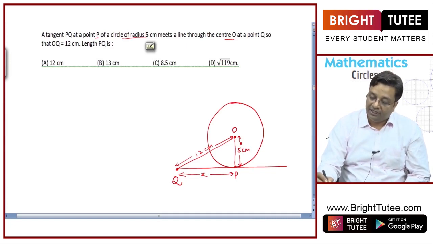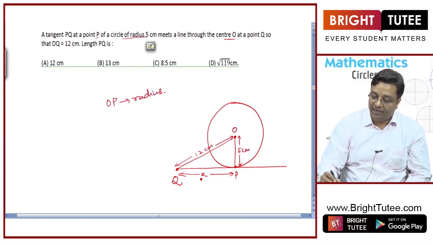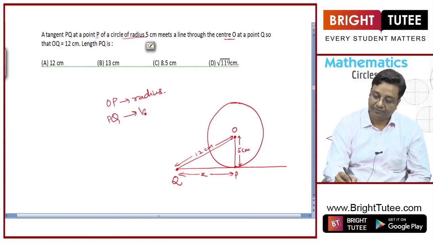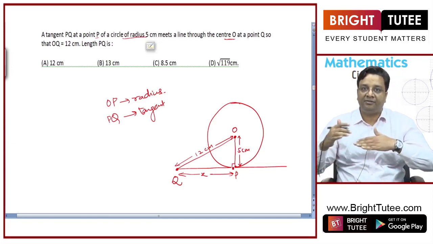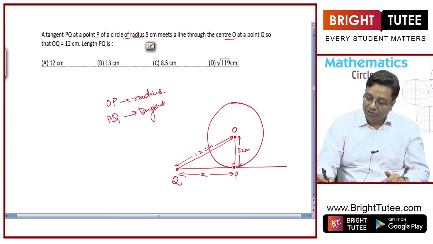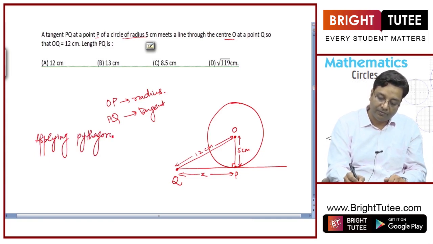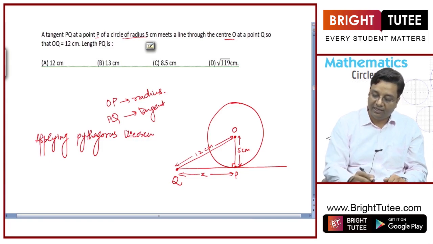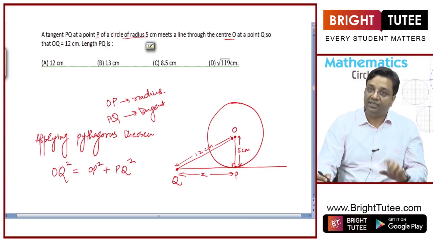Now you see this OP is radius, and PQ is tangent. So what is the angle between the radius and tangent? It is 90 degrees, right? Tangent makes an angle of 90 degrees with the radius. So we will use this knowledge here and apply Pythagoras theorem. Applying Pythagoras theorem, I can say that OQ square is equal to OP square plus PQ square, because this OQ is the hypotenuse for this triangle and OP and PQ are the other sides.